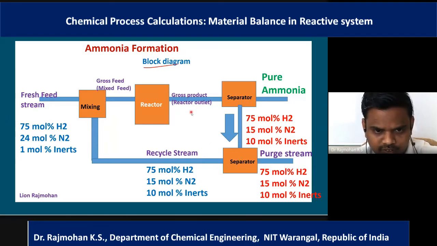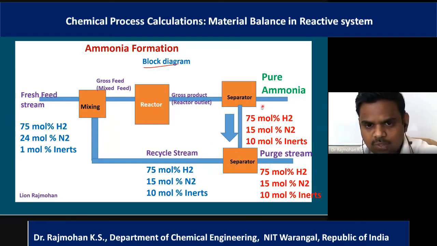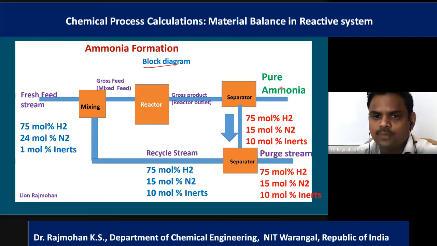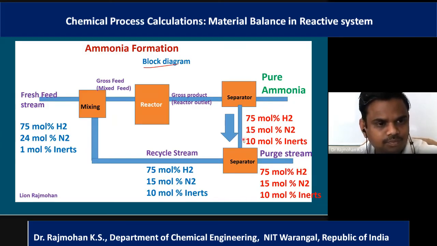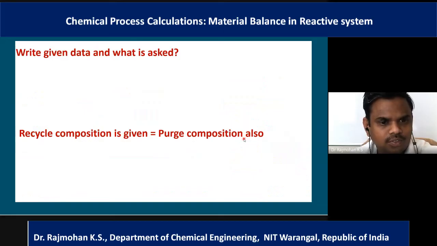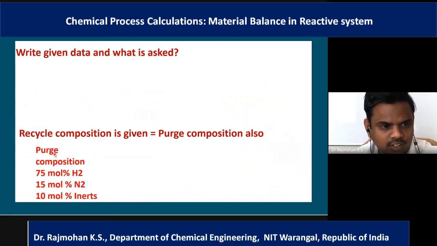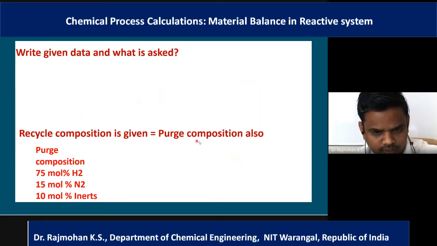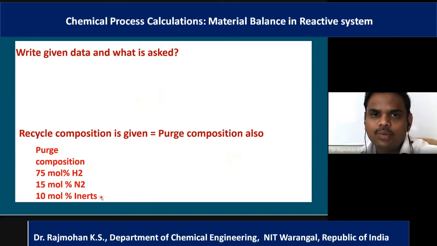Actually here and here it is not the same, because we are not sending the same product here. Here pure ammonia is going. Therefore some unit operation is taking place there. That's why these two compositions won't match. So we have written the given data. Purge composition is given. Recycle composition is given, therefore it is equal to the purge composition also. So purge composition is 75 mole percent hydrogen, 15 mole percent nitrogen, and 10 mole percent inerts.